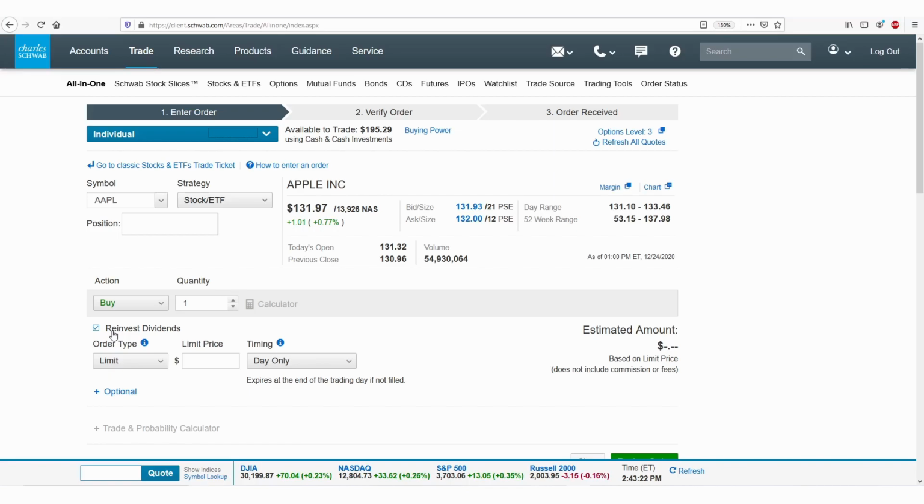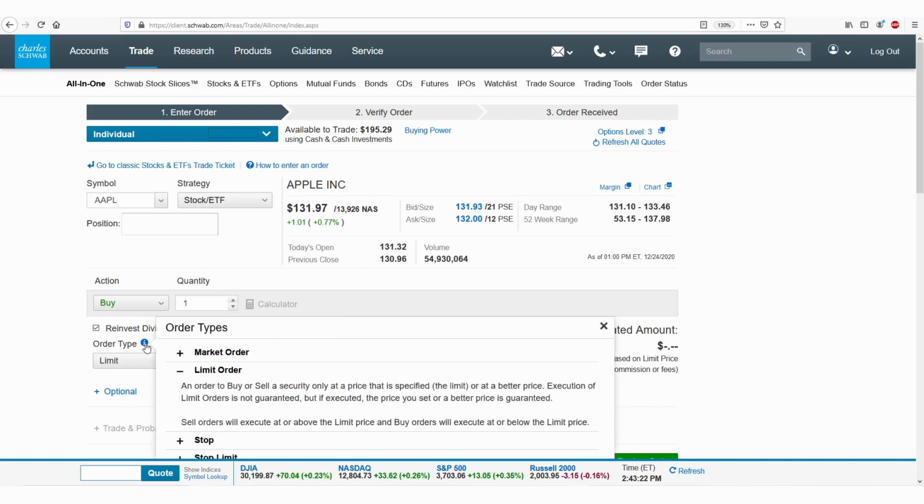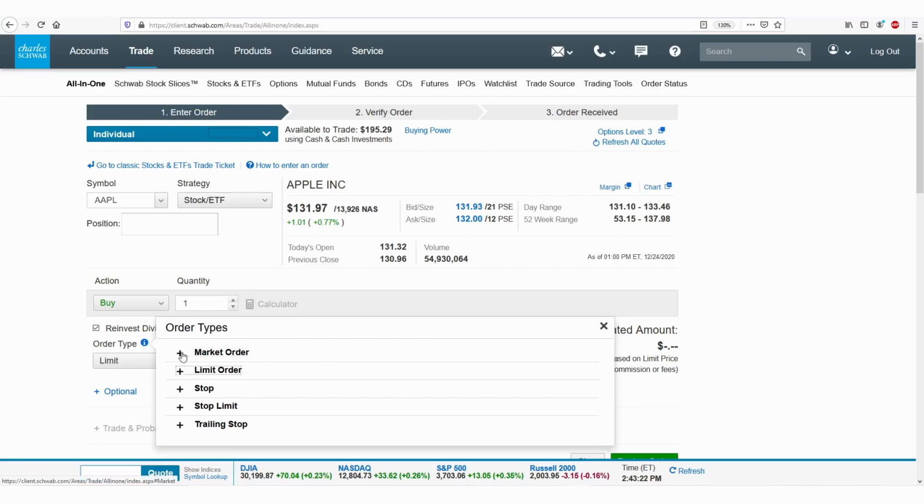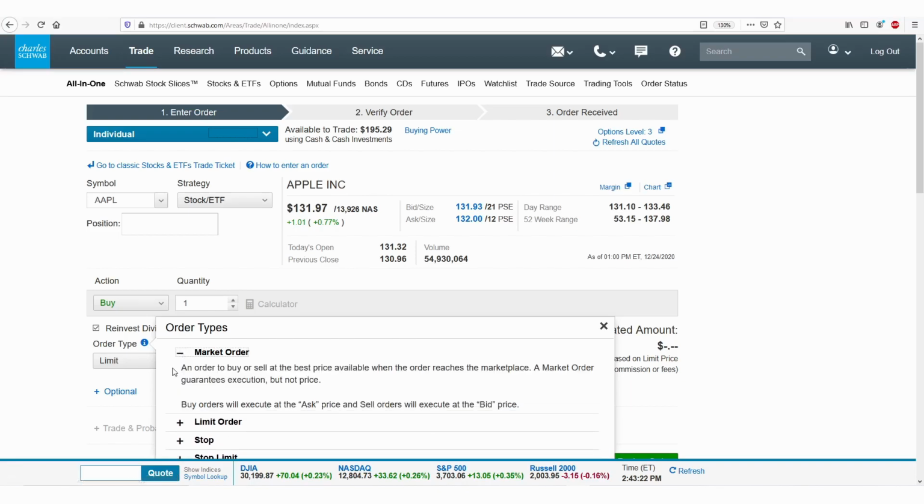Then we get to the order types. So there's this little I button here that will go through what the order types are. So we click this here, it'll bring up the different types of order types. The most important one for us today is actually the market order. So let's go ahead and go through that together first. A market order is an order to buy or sell at the best price available when the order reaches the marketplace. A market order guarantees execution but not price.